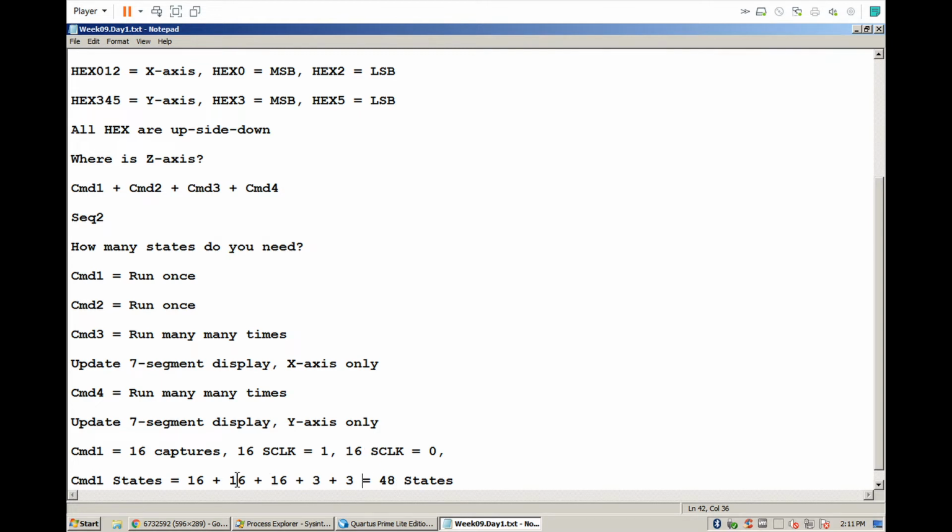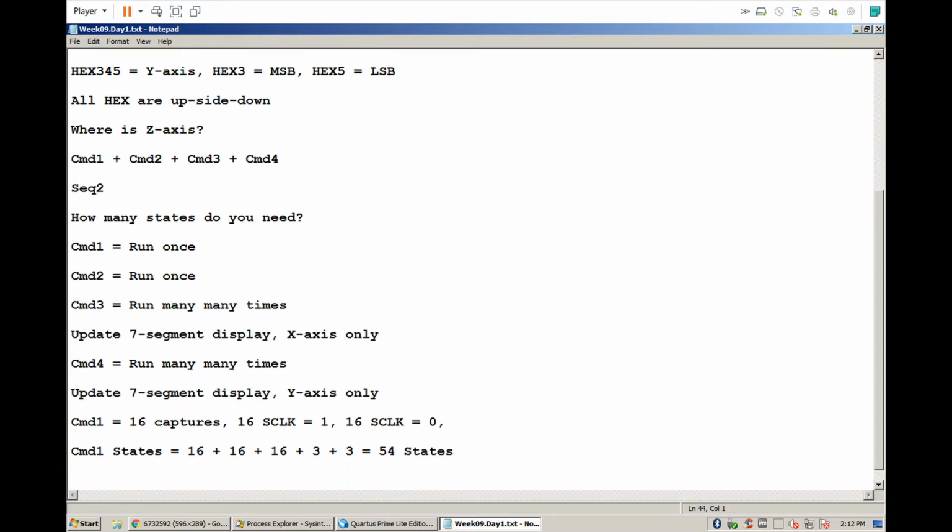So this is equal to 48 plus 6, 54 states. So you do have a state machine that will have 54 states just to power on the device.